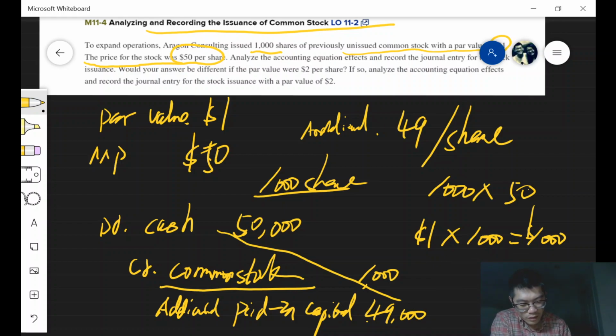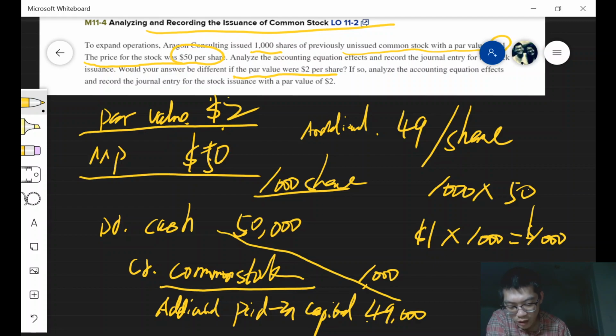Now it says, if the par value is $2, what happens? How do we record this journal entry? The only thing that changed here is the par value. We're still going to sell it at $50 per share on the market, so we still receive $50,000 cash. We're always debiting cash for $50,000.